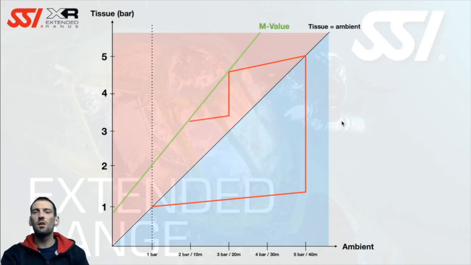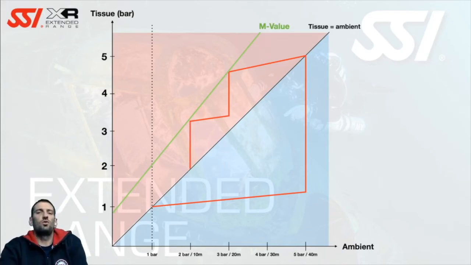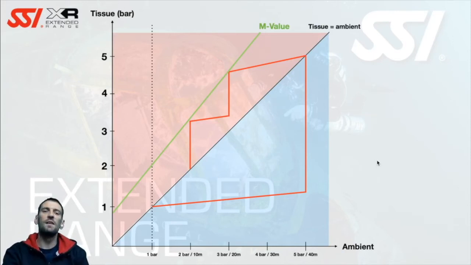Now, when we stop, because we are in an off-gassing zone, it will reduce the pressure in our tissue. In this example, I waited until I got to the equilibrium line. At that point, there's no point in staying any longer on that stop because I will not off-gas anymore, so I can ascend. And I have to keep doing it until I reach the pressure of 1 bar ambient, without exceeding or crossing to the other side of the M value line.